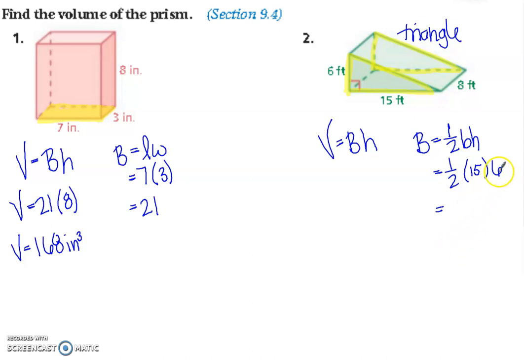Half of 6 is 3, and 3 times 15 is 45. Next, we're going to evaluate. Volume is the area of the base times the height of the prism. And use a calculator there: 360 cubic feet.